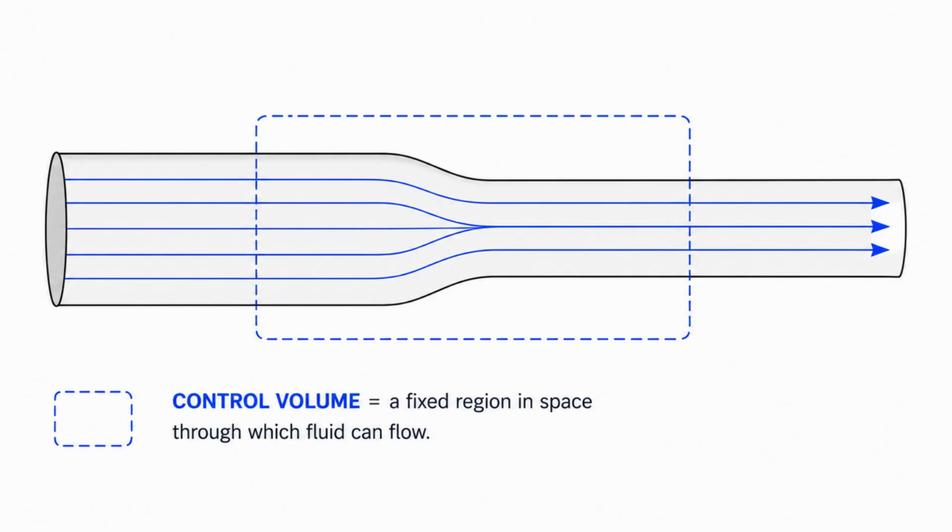A control volume uses a different perspective. Instead of following a particular group of fluid particles, we select a region in space that we want to analyze. The dashed boundary represents the control volume. Unlike the system, the control volume remains fixed. Fluid enters through one part of the boundary, moves through the region, and exits through another. The physical boundary around the control volume is called the control surface. A control volume does not have to match the shape of the equipment exactly. It is simply an imaginary boundary chosen to make the problem easier to analyze.